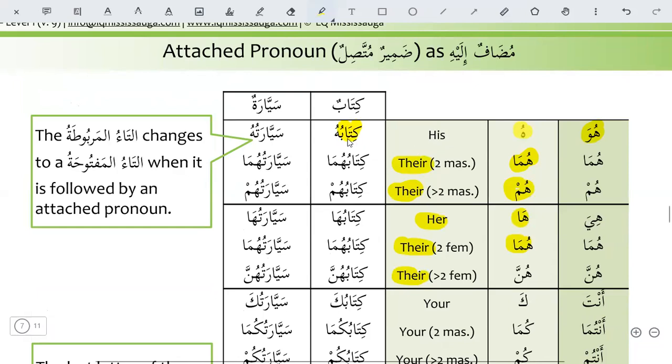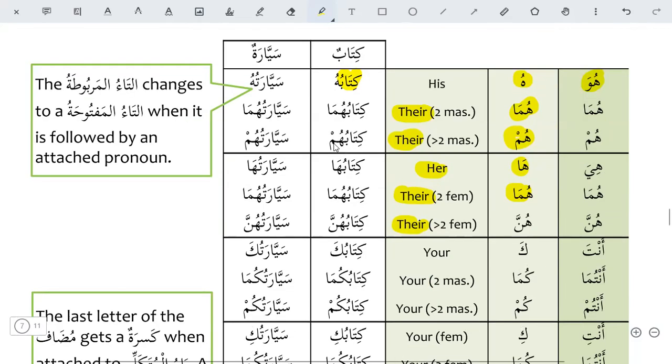Who in the kitabu is mudaf ilayh, and it is majroor here. This who is majroor, in a genitive case, because it is mudaf ilayh. But because it is mabni, it is constant, it is fixed, so it never changes its ending. Kitabuhu, his book. Kitabuhuma, their books. Kitabuhum, their plural books.